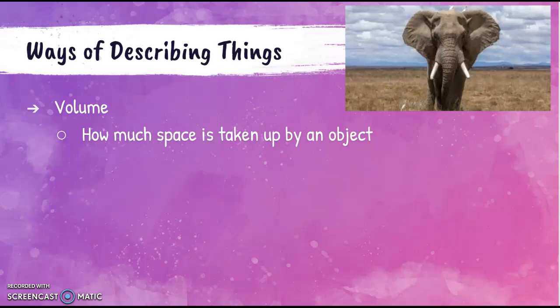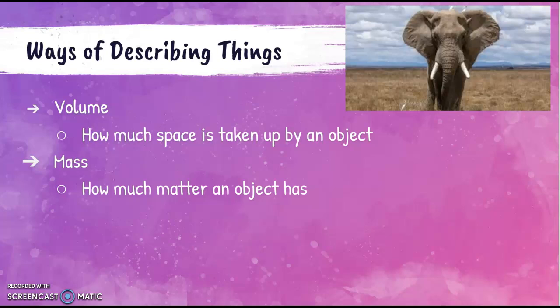For example, we can talk about how much space this African elephant is taking up. That's called the volume. For example, the average blood volume of an African elephant is 245 liters. That is a ton of space. The African elephant also has a lot of mass. So not only is it taking up a lot of space, but there's a lot of matter or stuff in it. So the average mass of the African elephant is huge.